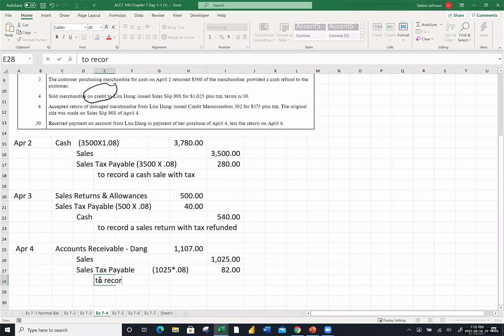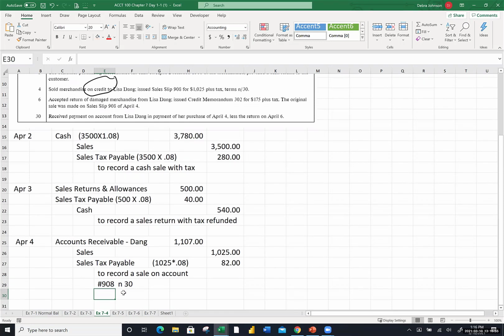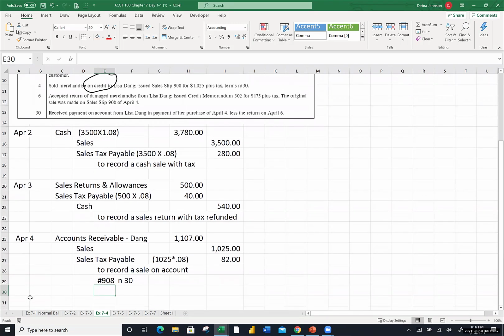So to record a sale on account is what we just did. It would also be a good idea to put in the source documents, any kind of invoice number or check number, and terms of payment. What that N30 means is the net is due in 30 days. They're not offering any kind of quick payment, just net 30.